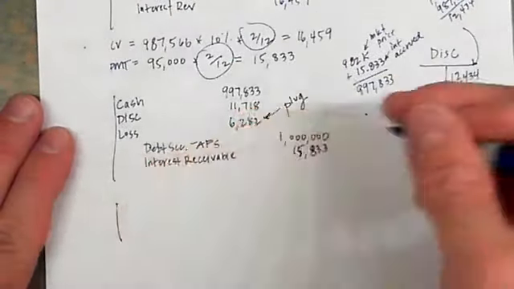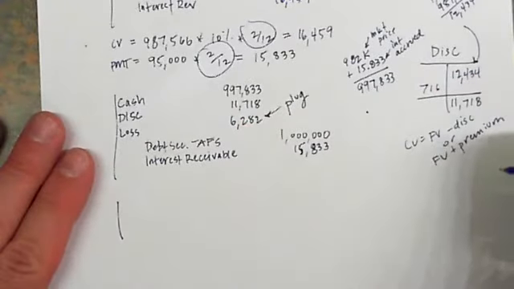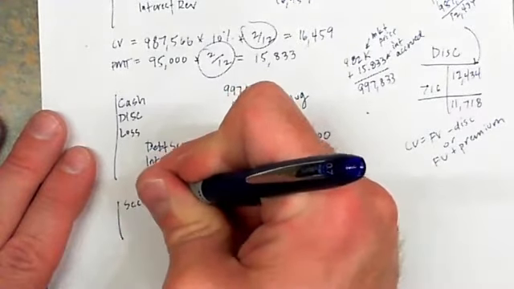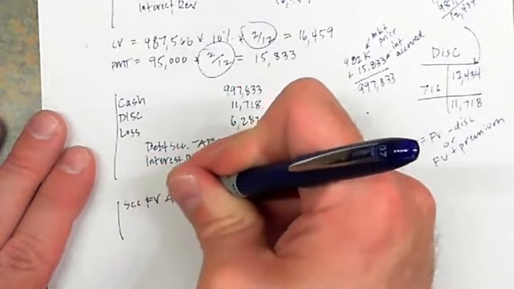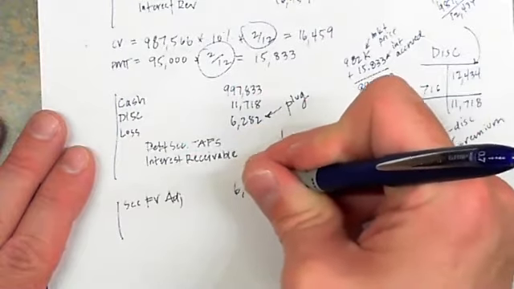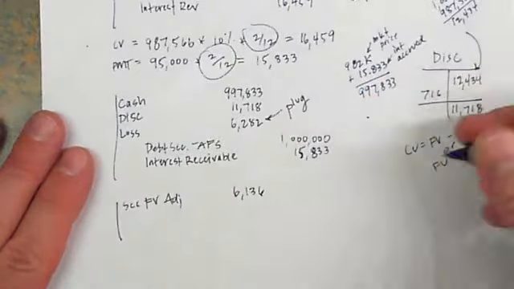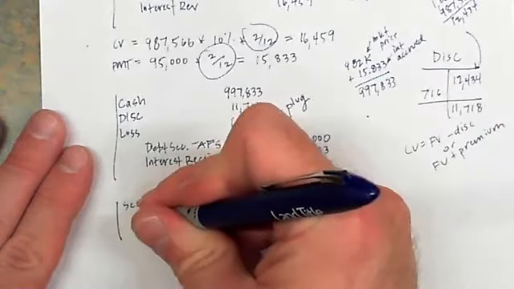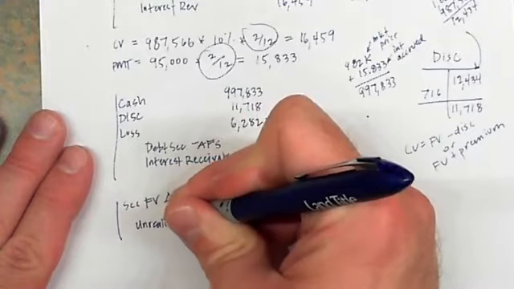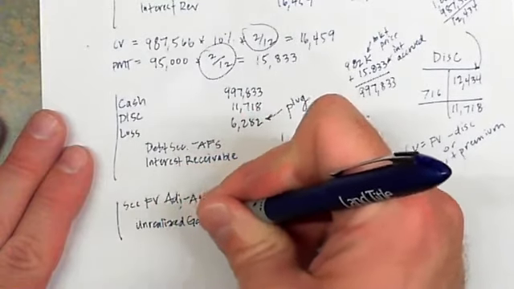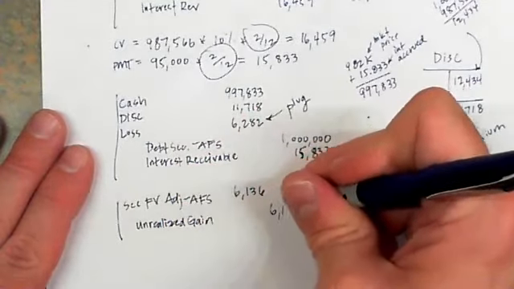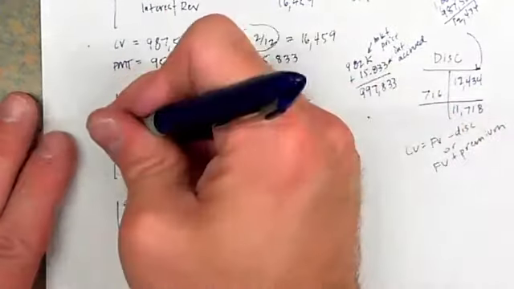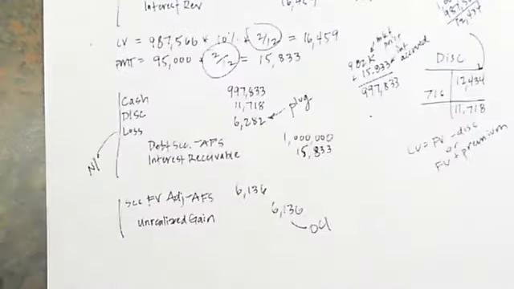Finally, we've got to reverse any amount that is in the security fair value adjustment account. Remember that was at a balance of $6,136. It was a credit balance, and so we're going to debit it to get rid of it. This will cause us to record an unrealized gain of $6,136. This is going to go to OCI. This loss, because it's realized, goes to net income.